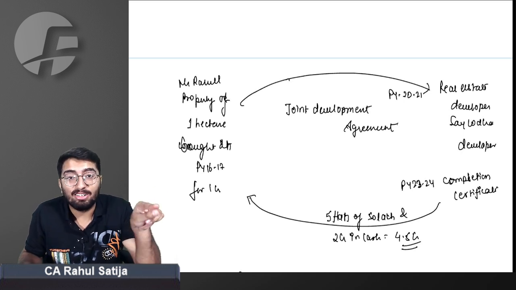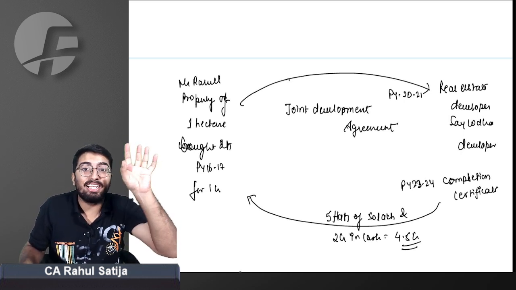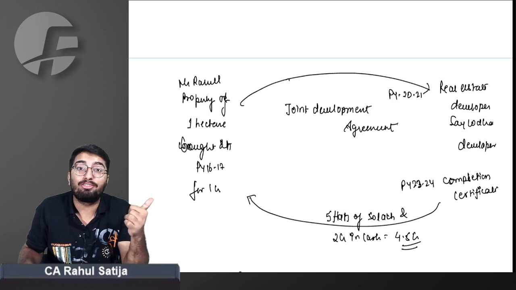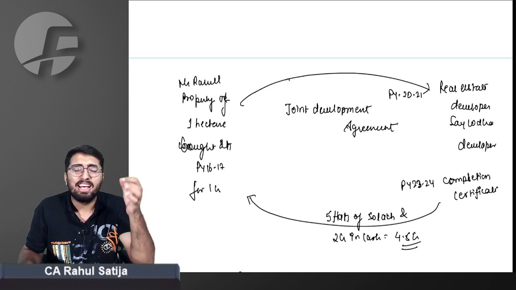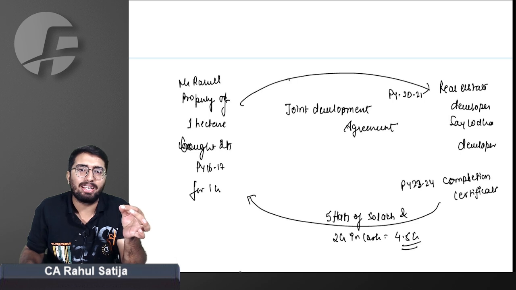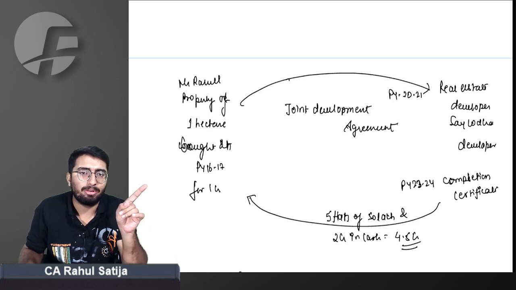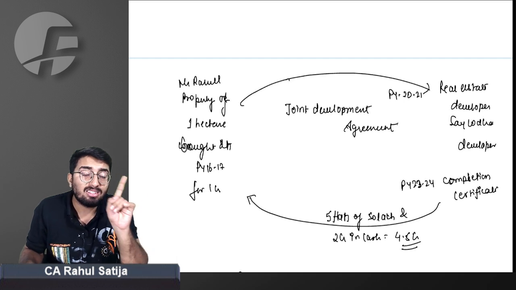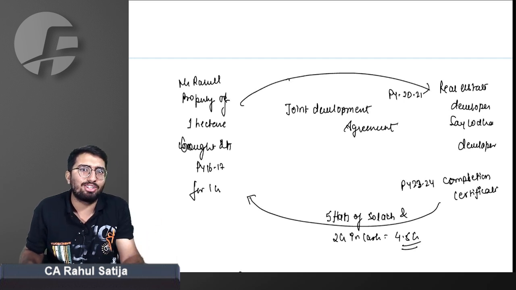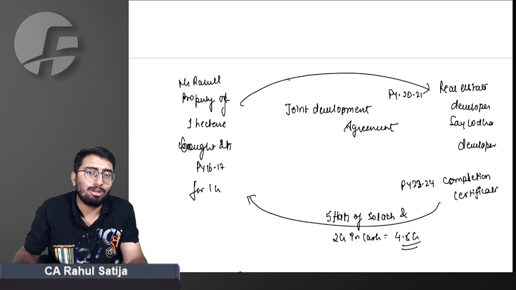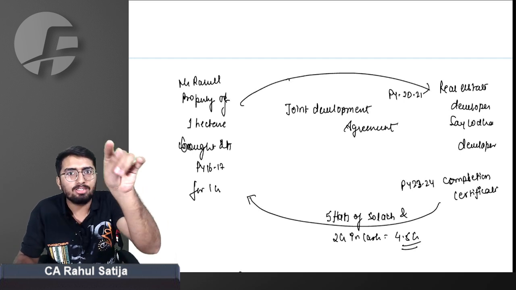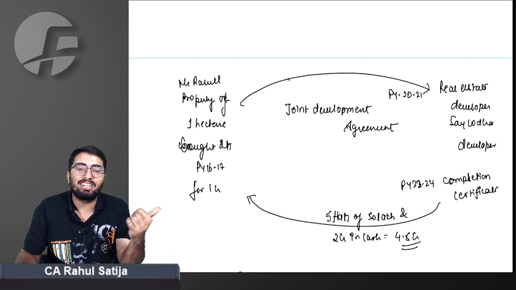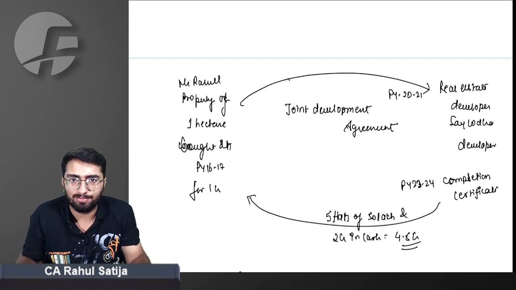That means tax will be charged in the year of transfer if I sell such property before receiving the completion certificate. This is a really, really very important point: in case of a joint development agreement, if a person transferring property to the real estate developer sells such property before receiving the completion certificate, then he shall be chargeable to tax in the year in which the transfer took place and not in the year in which he received such consideration.